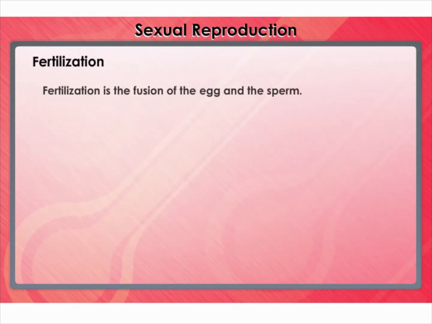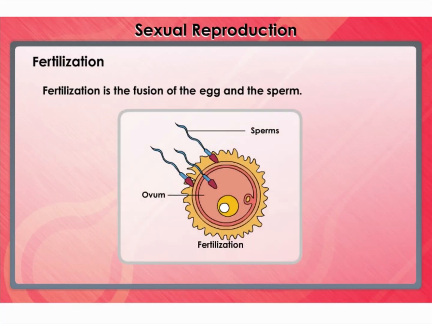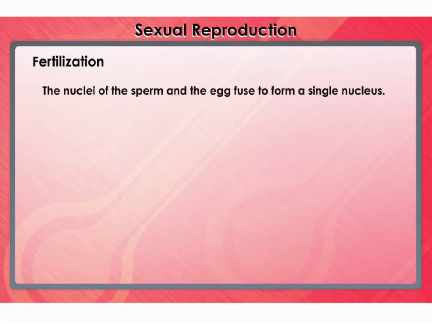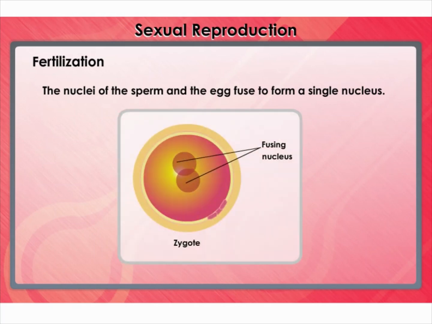The first step in the process of reproduction is the fusion of a sperm and an ovum. When sperms come in contact with the egg, one of the sperms may fuse with the egg. Such fusion of the egg and the sperm is called fertilization. During fertilization, the nuclei of the sperm and the egg fuse to form a single nucleus. This results in the formation of a fertilized egg or zygote. The process of fertilization is the meeting of an egg cell from the mother and a sperm cell from the father. So, the new individual inherits some characteristics from the mother and some from the father.